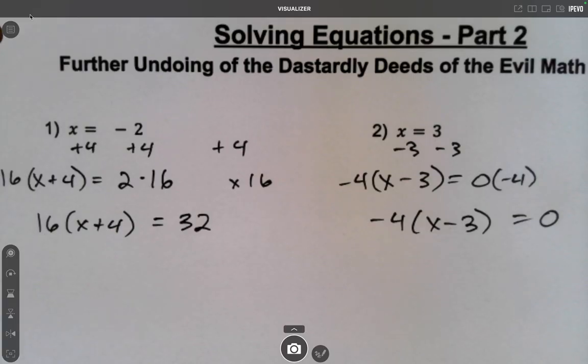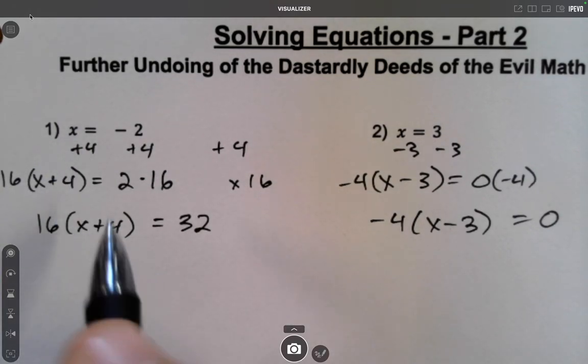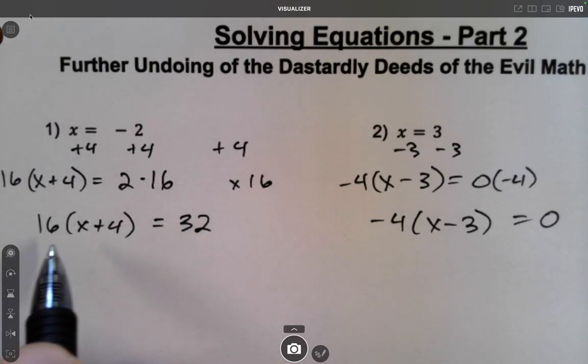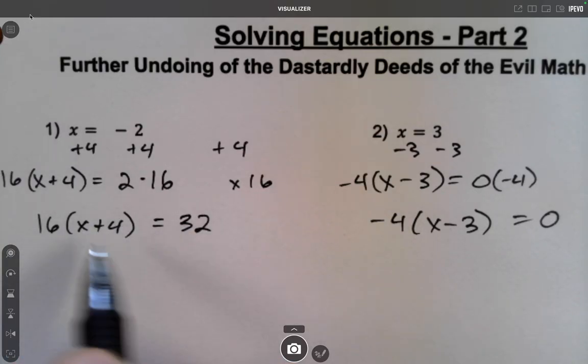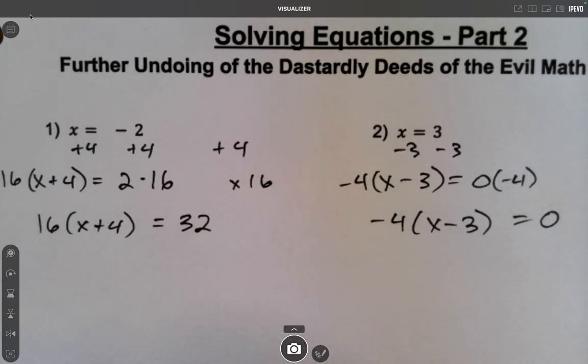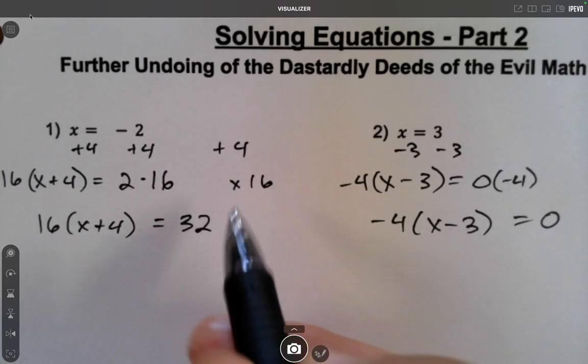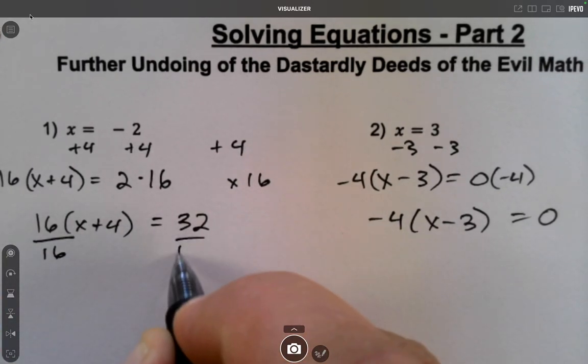Okay, let's see if we can undo what Jacques has done. So you remember yesterday we talked about the fact that variables want to be by themselves. We have solved an equation when the variable is all by itself. If you wanted to distribute these, you can. It's not wrong to distribute the 16 and then solve for x. Or on this one, it's not wrong to distribute the negative 4 and solve for x. But just so we're doing things the reverse way that Jacques did it, instead of distributing, I'm going to do the opposite of what he did and divide both sides by 16.